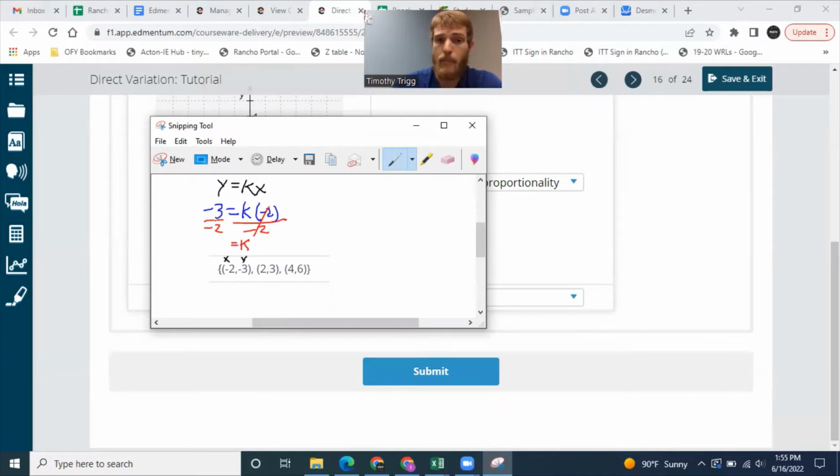Now we know the value of k. Notice it's -3 divided by -2, and a negative divided by a negative is positive. So that's the same as +3/2. So in this case, our k is 3/2. Let's see if it's the same for this second coordinate point. If it's the same for every coordinate point, then we know our value of k. So 2, 3. Again, I'm going to replace the y value with 3 and the x value with 2.